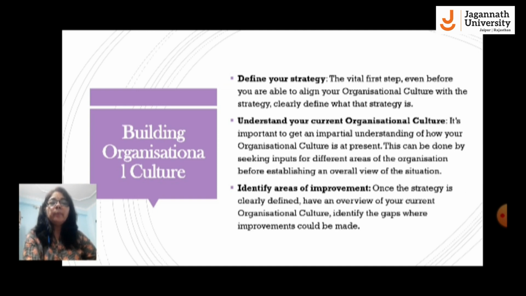So this input from different areas of the organization should be sought out before establishing an overall view of the situation. Then the third step is identify areas of improvement. Once the strategy is clearly defined, that is, why we are building or rebuilding the organizational culture, have an overview of the current organizational culture and identify the gaps where improvements could be made.